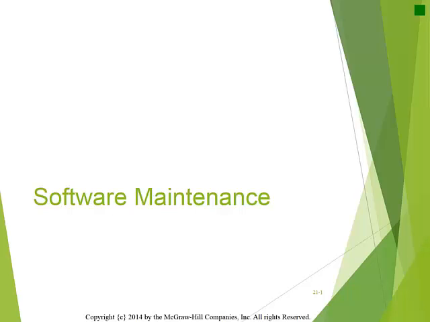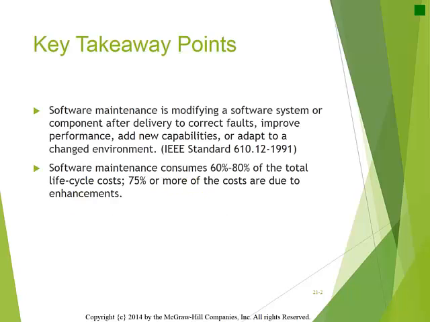This lecture is about software maintenance. Software maintenance is modifying a software system or component after delivery to correct faults, improve performance, add new capabilities, or adapt to a changed environment. Software maintenance consumes 60 to 80% of the total lifecycle cost. 75% or more of the costs are due to enhancements.